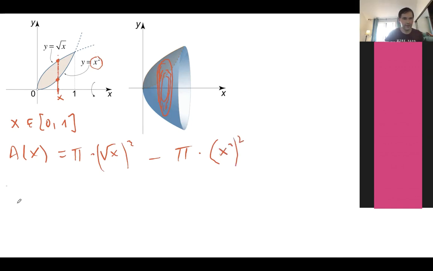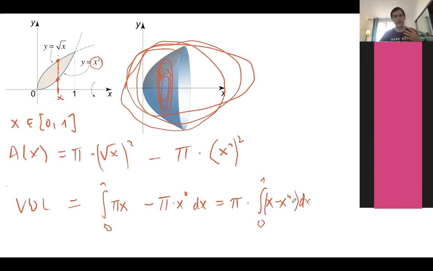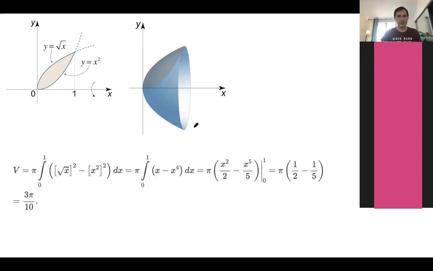Square it, and finally, the volume of the solid is the integral from 0 to 1 of pi times the square root of x, and then squared that will give you x, minus pi times x squared, and then squared, so x to the 4th. Integration is a homogeneous operation, so it's pi times the integral from 0 to 1 of this function x minus x to the 4th, and it's a simple function to integrate because it's essentially just a polynomial. That will give me 3 pi over 10, and that's the volume of this three-dimensional solid.